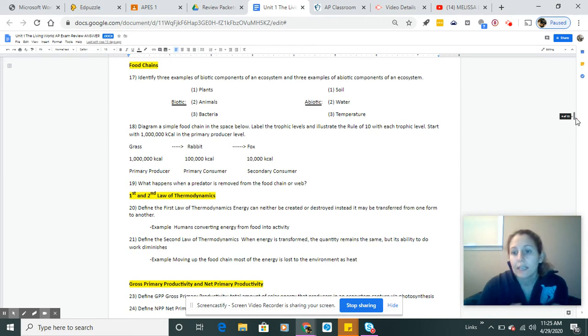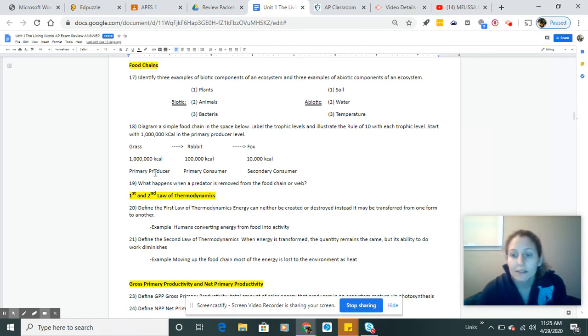So biotic, abiotic, not really much to explain there. Living, non-living. The biggest thing is the rule of 10 with the food chain, and I think that this is the one that they always try to get you on. It's important to note that you're starting with a primary producer that gains whatever energy you can get from the sun. So that converts that solar energy into chemical energy at, let's say what it says here, 1,000,000 kilocalories.